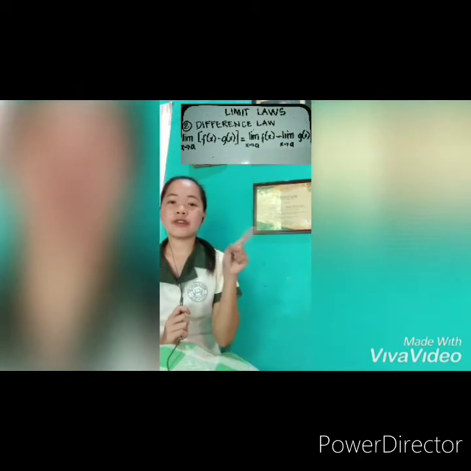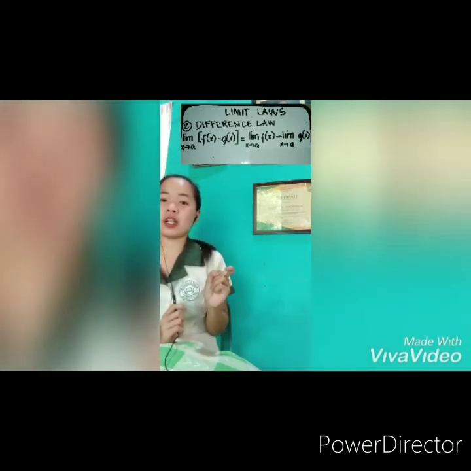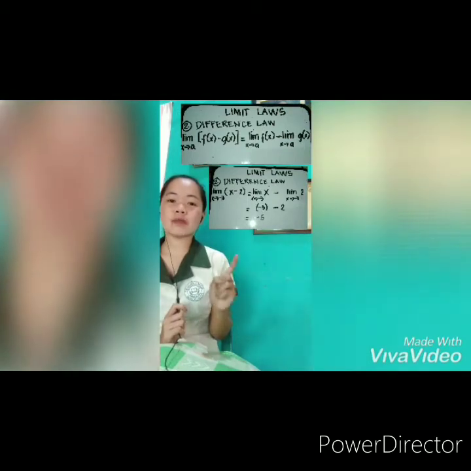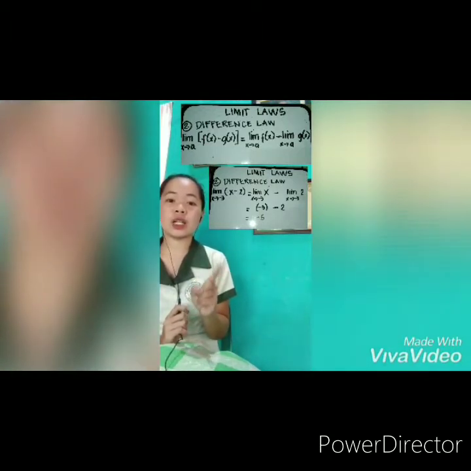The next generalized limit law is the difference law. The difference law indicates that the limit of f of x minus g of x as x approaches a is equal to the limit of f of x as x approaches a minus the limit of g of x as x approaches a. For example, the limit of x minus 2 as x approaches negative 3 is equal to the limit of f of x, which is the limit of x as x approaches negative 3, minus the limit of g of x, which is the limit of 2 as x approaches negative 3.